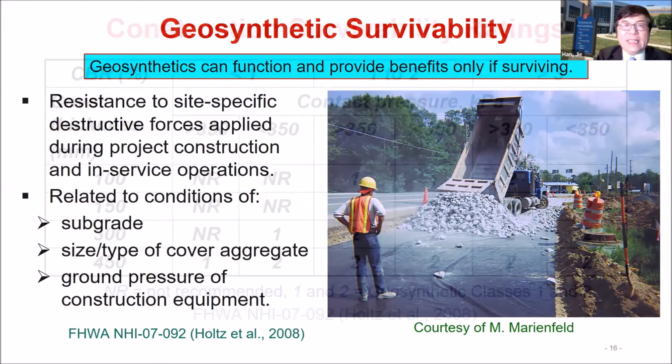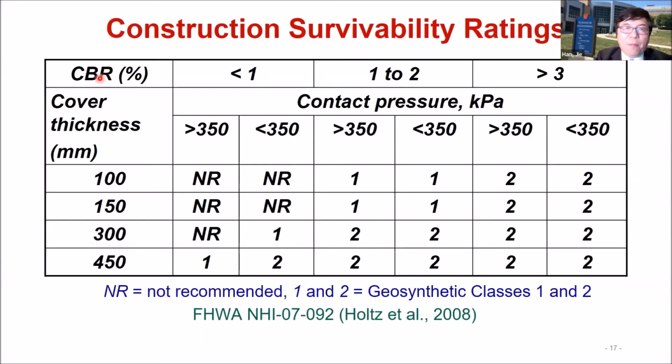The Federal Highway Administration provides this guideline, this table, basically depending on the subgrade CBR value and also the cover thickness. So here is the construction equipment contact pressure. As you can see, if the CBR is less than 1%, this guideline suggests you need at least 300 millimeter material cover for lower pressure equipment. For high pressure equipment, you need to use 450 millimeter material in order to do that. Now, if the subgrade is getting stronger, you can use a section as thin as 100 millimeter.